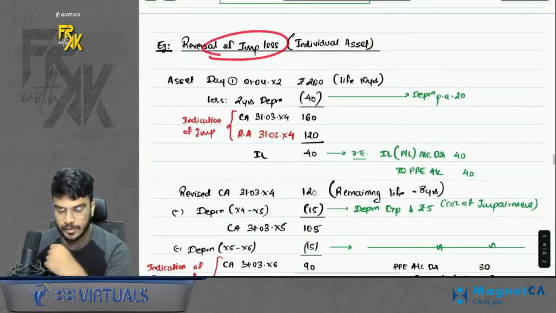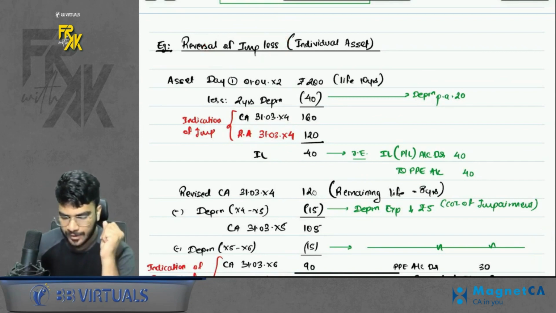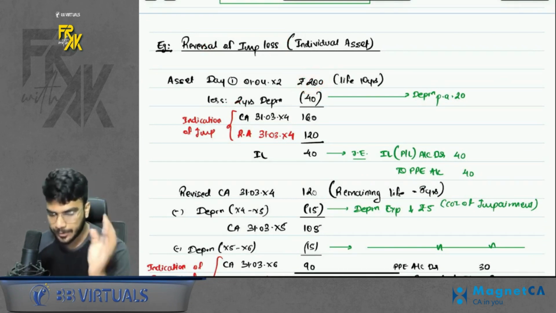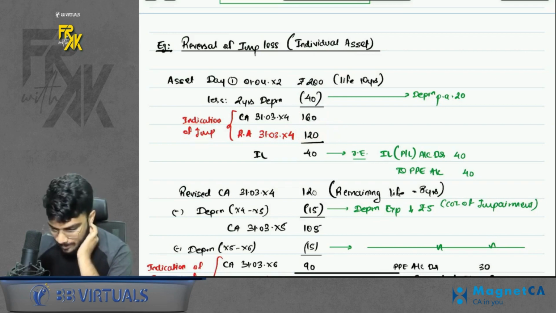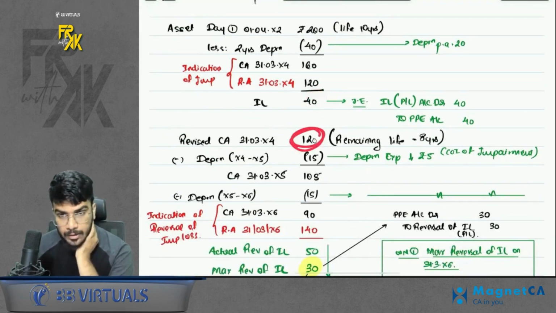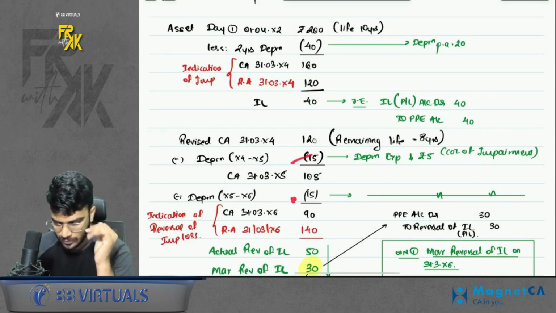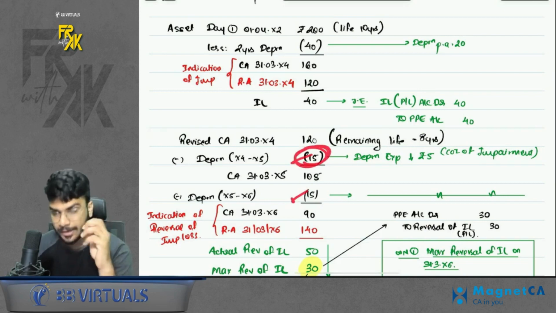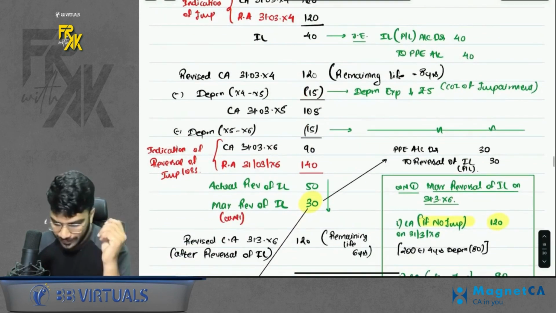First of all, we will talk about reversal of impairment loss in case of individual asset very quickly. Let's say, for example, I had an asset of 200. I used it for 2 years. So I depreciated it. My carrying amount was 160. Recoverable amount was given as 120 and it says there is an indication of impairment. So I will book an impairment loss of 40. Okay, sir. Then I get the revised carrying amount of 120. Then I will depreciate. I used it for 2 years. My depreciation reduced because it was calculated on revised carrying amount. Okay, sir. Then I got a carrying amount of 90.